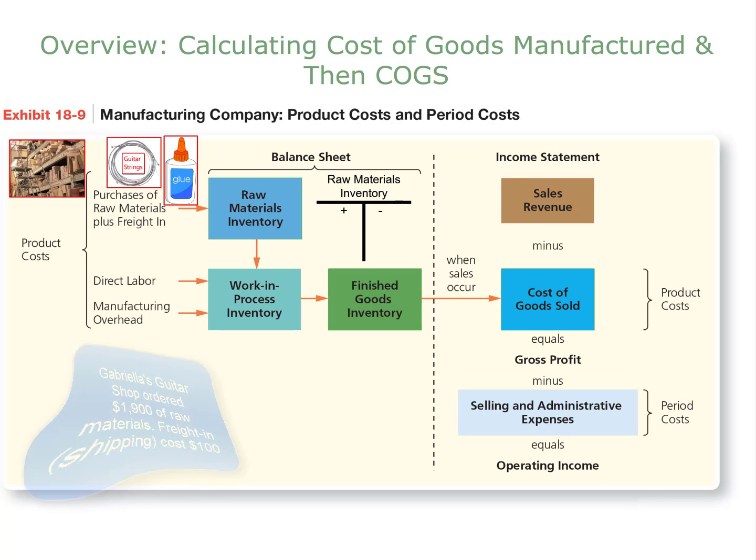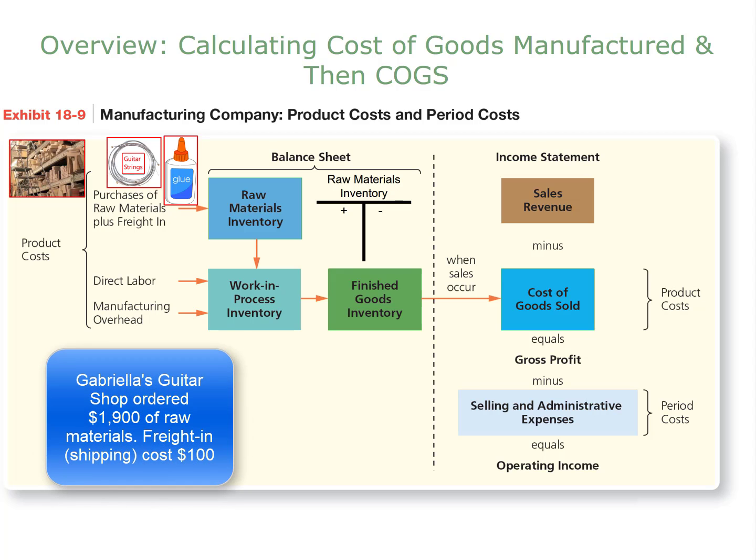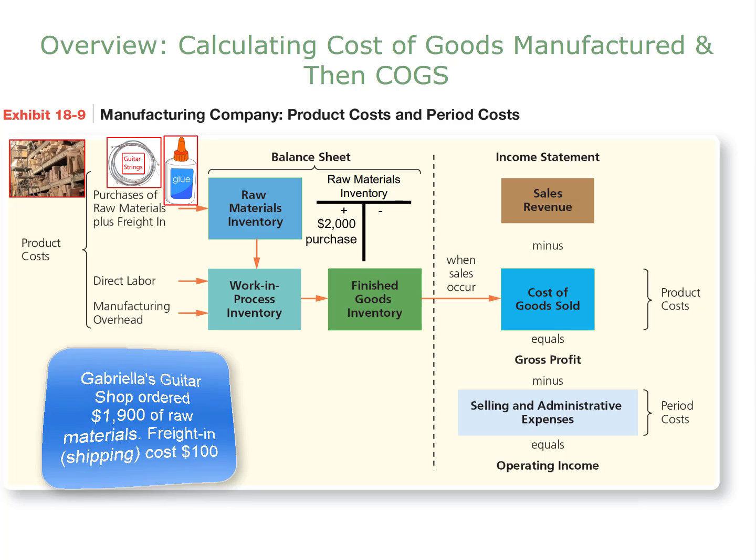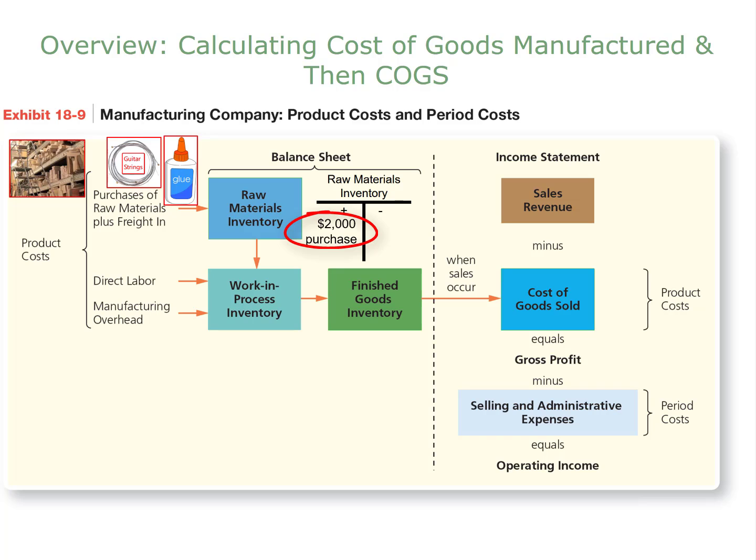Let's say the custom guitar shop ordered $1,900 of raw materials and shipping cost $100. The raw materials account would be increased, debited, by $2,000. Notice the shipping cost, the freight in, is just added to the $1,900 to give a total cost of $2,000 for the raw materials inventory.